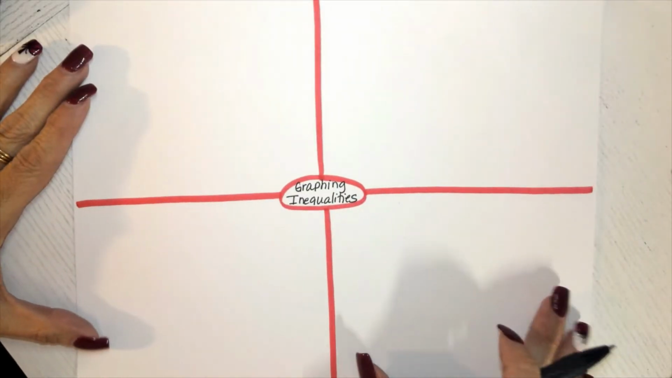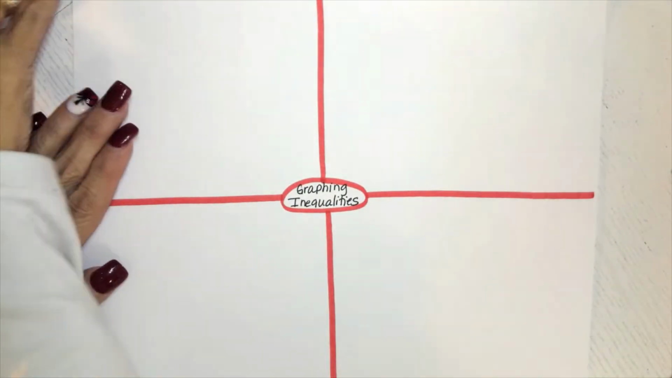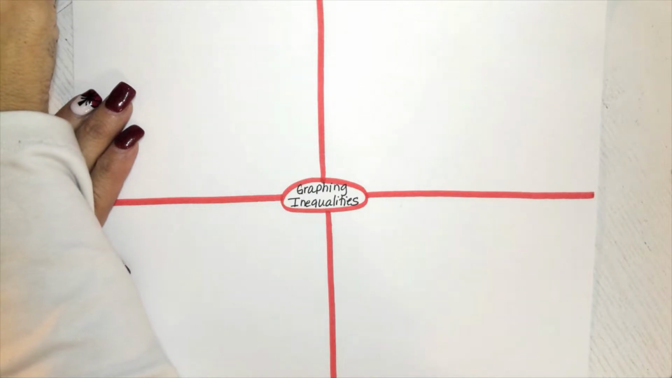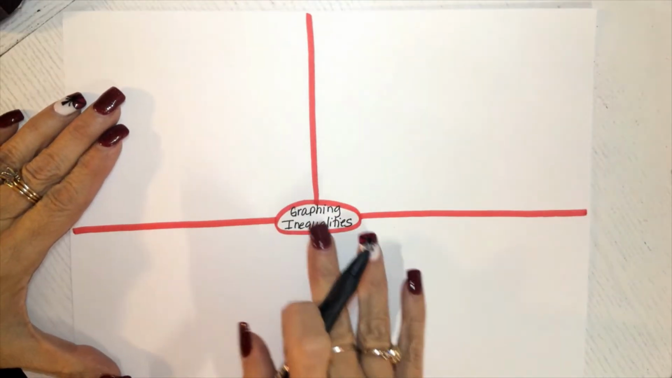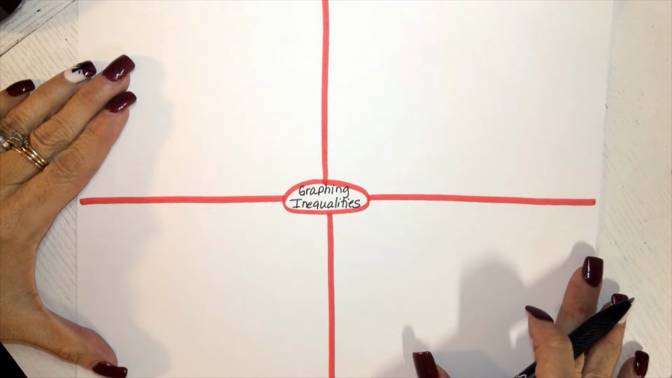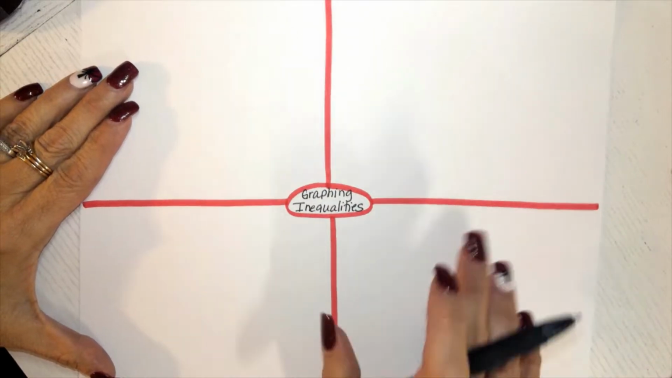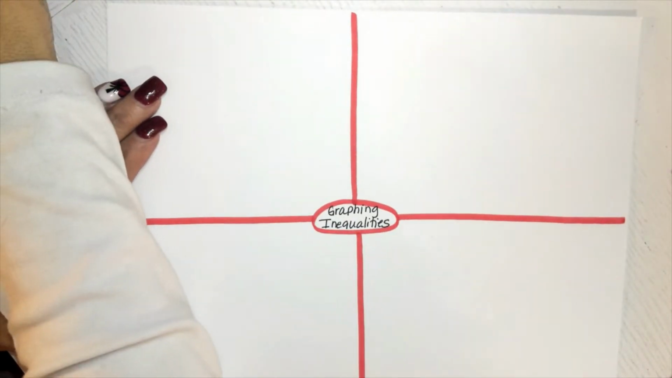Hey gang, so we are going to do another Frayer model on inequalities. So grab your piece of white paper. You're going to draw an oval in the middle and make a plus sign. And we're going to write graphing inequalities in the middle. So if you've already got your paper, let's get going.